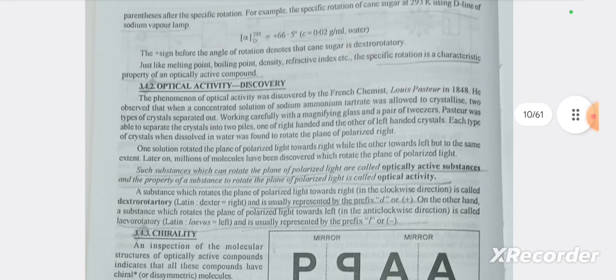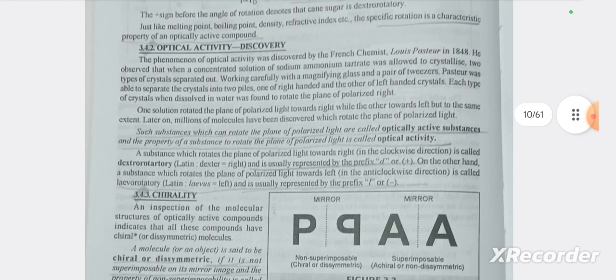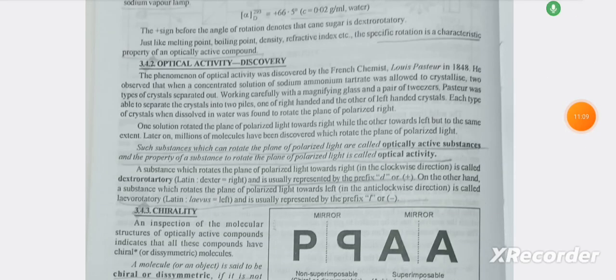For example, the specific rotation of cane sugar at 293 Kelvin using the D line of a sodium vapor lamp. The plus sign before the angle of rotation denotes that cane sugar is dextrorotatory. Just like melting point, boiling point, density, refractive index, etc., the specific rotation is a characteristic property of an optically active compound.